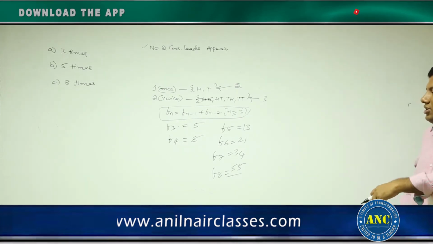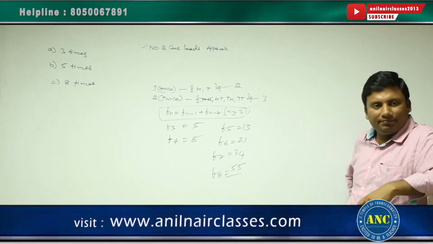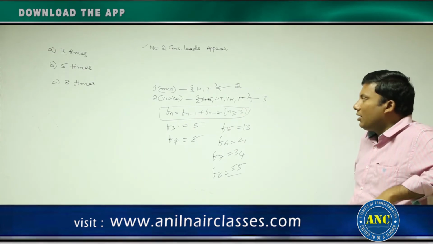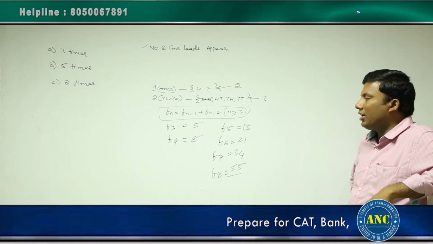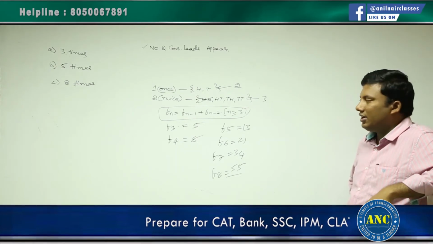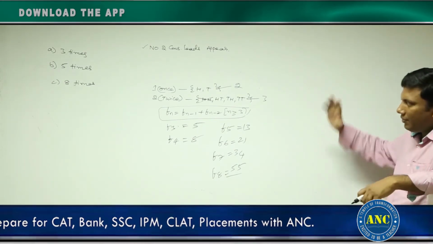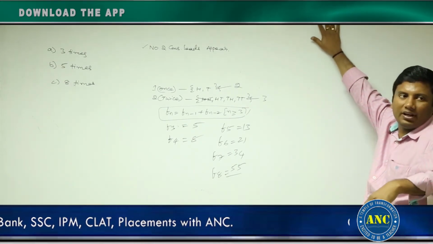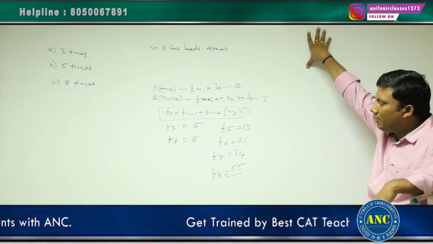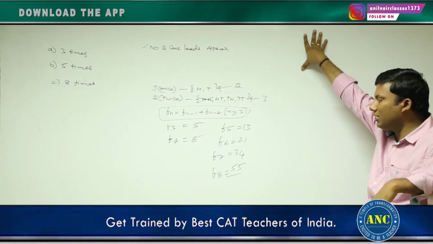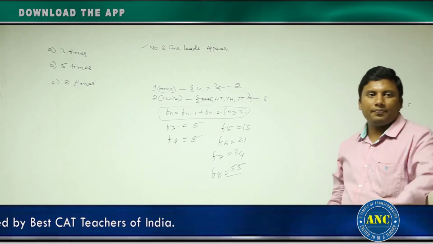If a coin is tossed 2 times, I will get head-head, head-tail, tail-head, tail-tail. I should not get 2 consecutive heads, so that is deleted. So it is nothing but a beautiful application of the Fibonacci series. Fn = Fn minus 1 plus Fn minus 2. 3 tosses: 5, 4 tosses: 8, 5 tosses: 13, 6 tosses: 21, 7 tosses: 34, 8 tosses: 55.